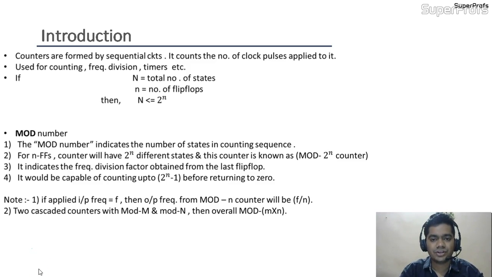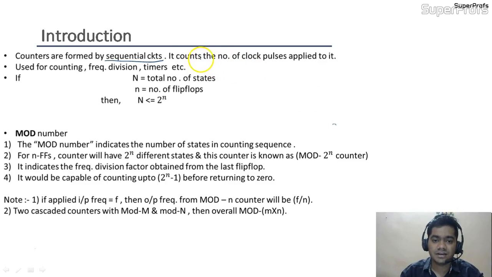This is the basic introduction of counters, in which we are going to see the definition of a counter, what we mean by the mod number, what the mod number is for the counters, and how it is going to be used for frequency division. So let's start with the first point, that counters are formed by sequential circuits. So the basic building blocks of counters are sequential circuits. Like sequential circuits, we are going to use flip-flops to make the counters. It counts the number of clock pulses applied to it.